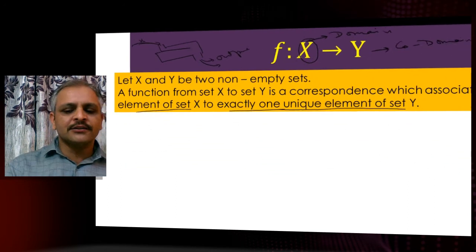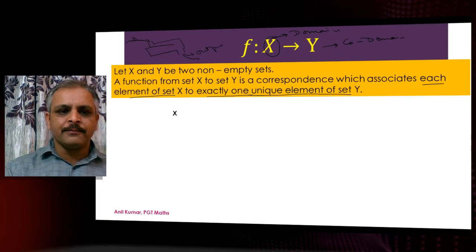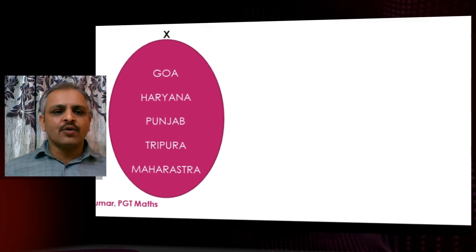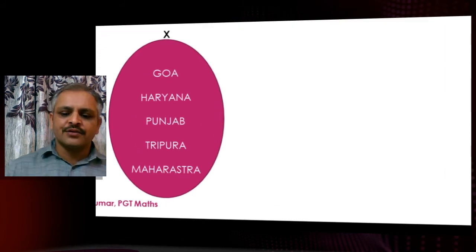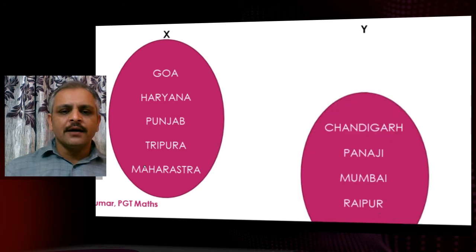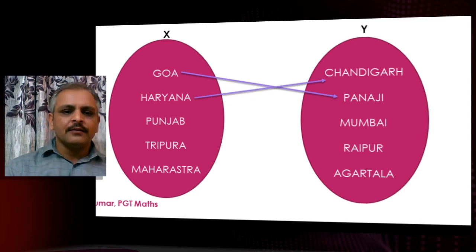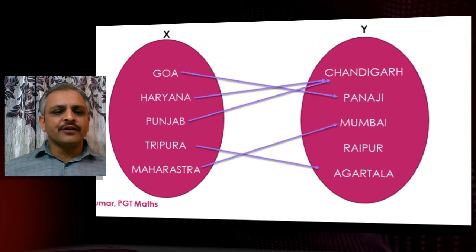Let's try to understand this with the help of one example. So I have taken set x. Here my x is the names of some states: Goa, Haryana, Punjab, Tripura and Maharashtra. Whereas set y is the names of some capitals: Chandigarh, Panji, Mumbai, Raipur and Agartala. So I will associate the set x with the set y, and my relation will be their capital. So Goa's capital is Panji, Haryana will associate with Chandigarh, Punjab with Chandigarh, Tripura with Agartala, Maharashtra with Mumbai.